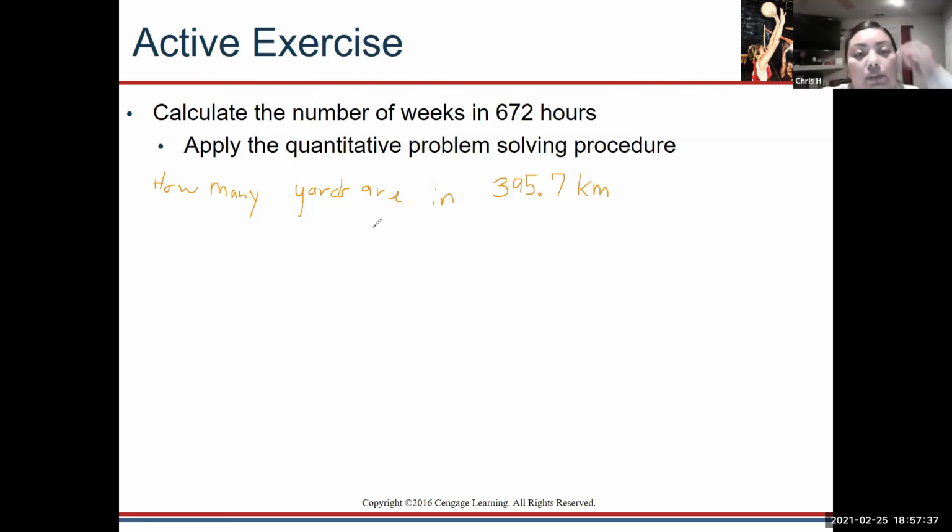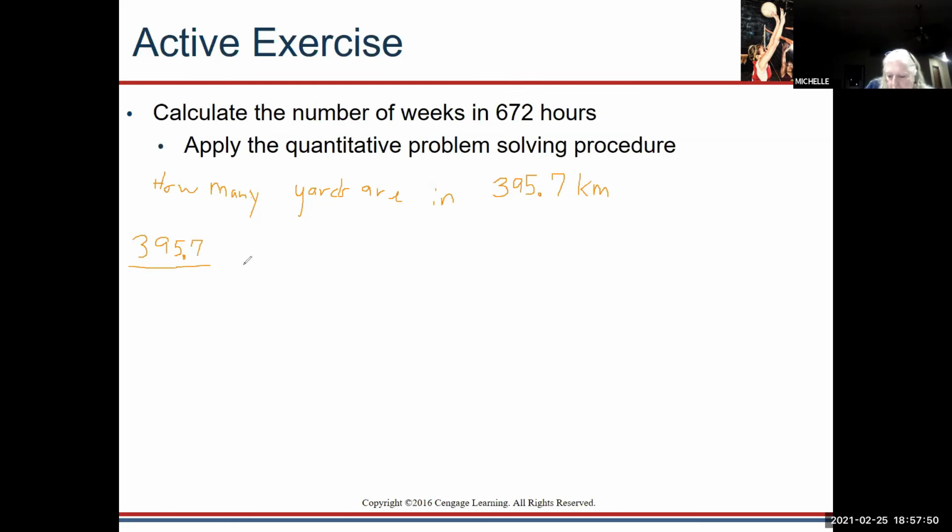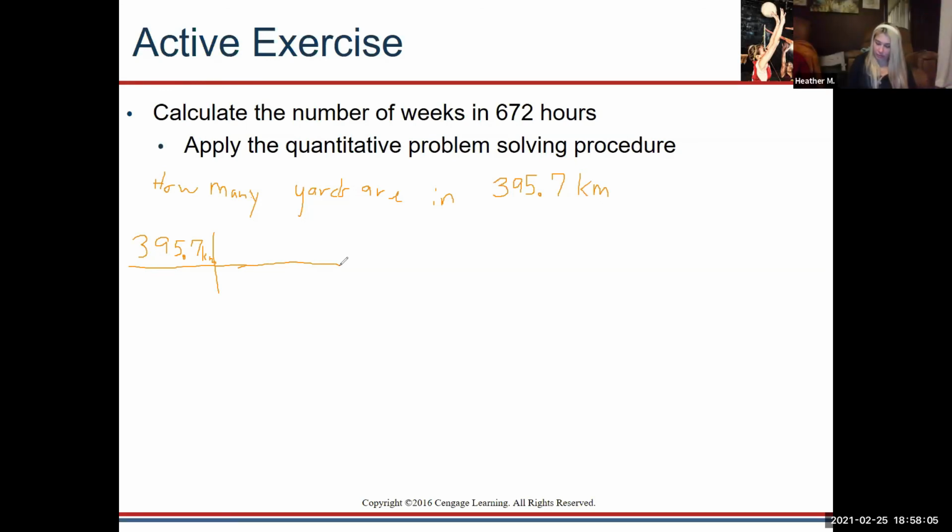So you start off with 395.7 kilometers over 1. Over nothing, right? You can put it over 1 or you can put it over nothing. I always put it over nothing because I understand that there's a 1. And so we want the units, kilometers. KM. Okay. And in kilometers, we need to find yards.